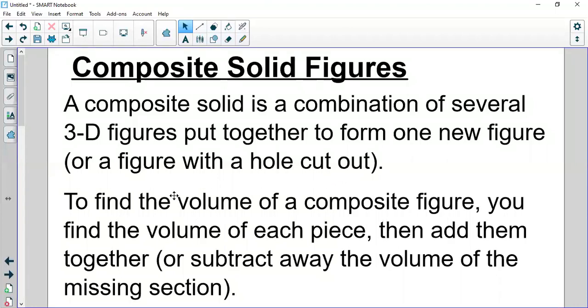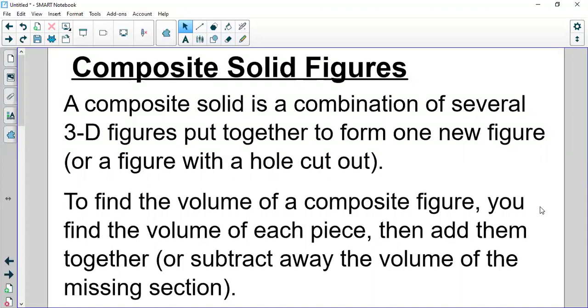So to find our volume, it's almost common sense for a composite figure. You find the volume of each piece. You take each piece individually, find its volume, and then add them together if these things are being put together. Or if there's a hole missing, you subtract away the volume of the missing section. Doesn't sound that bad, especially when you see what it looks like.